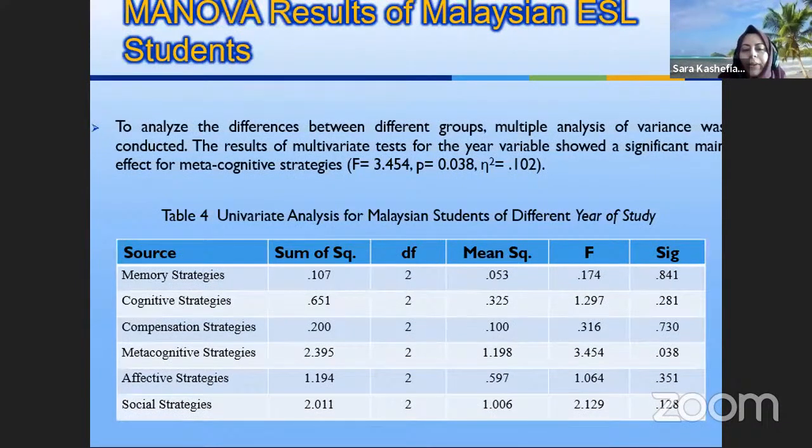To analyze the variation between different groups and the differences, MANOVA was conducted. The results of multivariate tests for the year variable showed a significant effect mainly for metacognitive strategies for Malaysian students. Can you see in this column, on the right column, significant section, metacognitive strategies, the significance is how much? 0.038. So statistically significant.